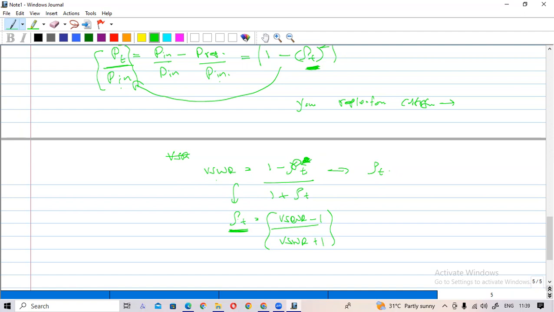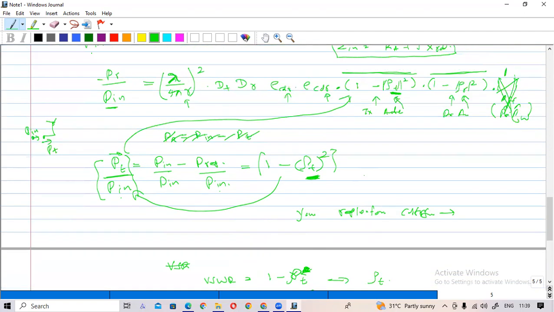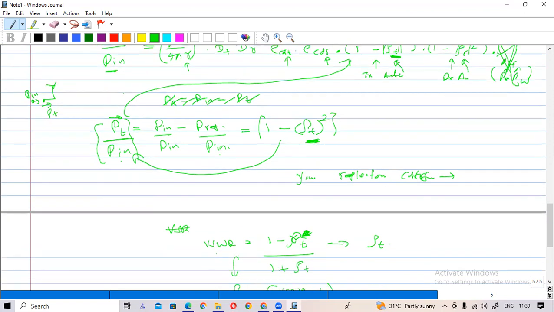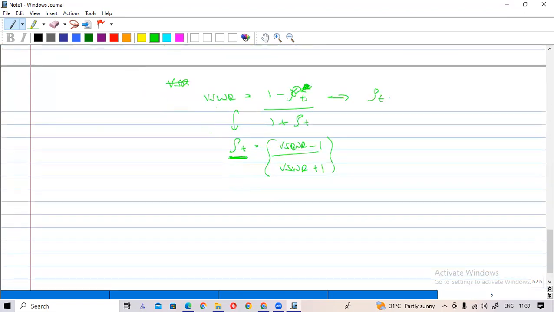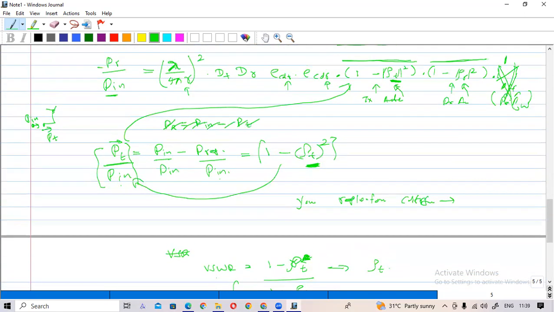Then you can apply it here and find the power. Then if the receiving VSWR is given, you can find the rho r. Then you can find this value also, and you can find any component here. So that is the normal procedure. Maybe the VSWR may be given, or the rho t may be given directly.